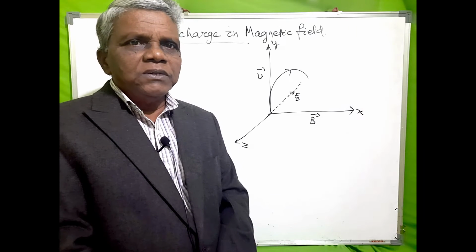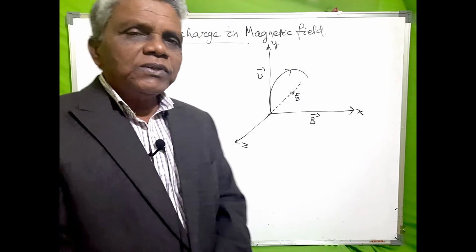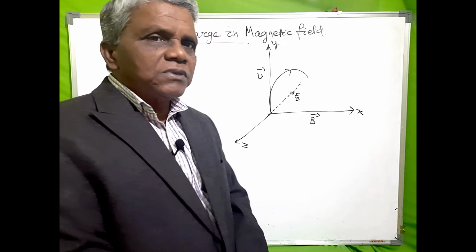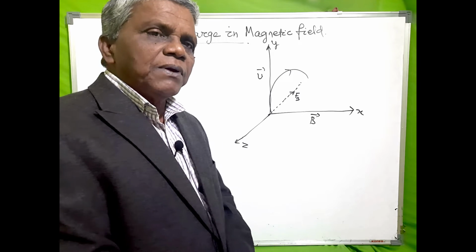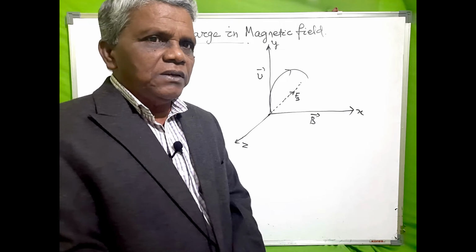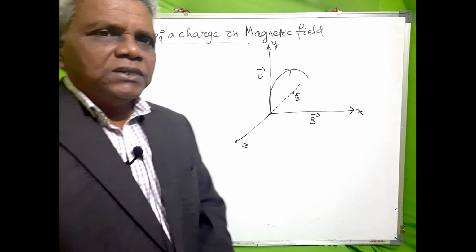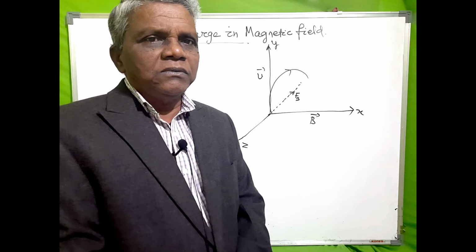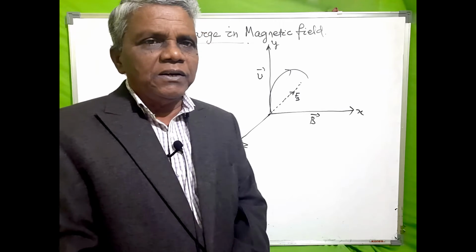Motion of a charge in a uniform magnetic field, or any magnetic field. We know that whenever a charge is in motion in a magnetic field, it experiences a force given by F is equal to q v cross B. Thus, the force on the charge is at right angle to the plane containing velocity and magnetic field.